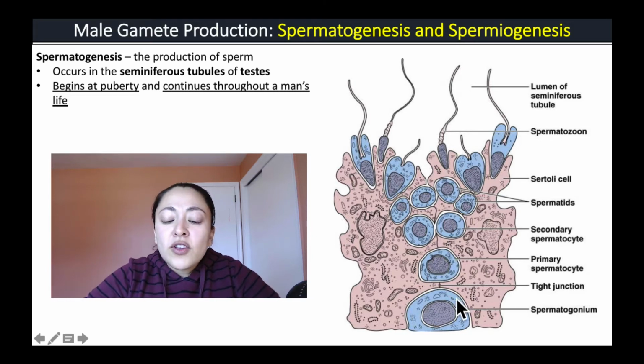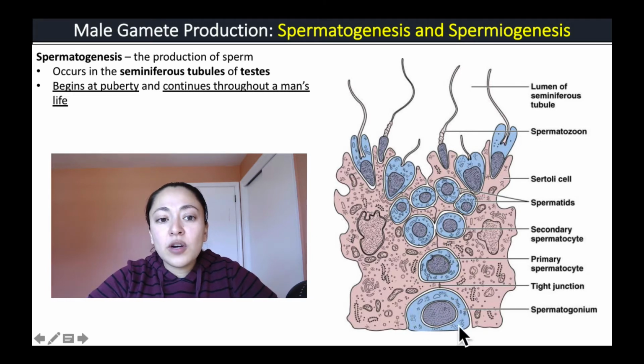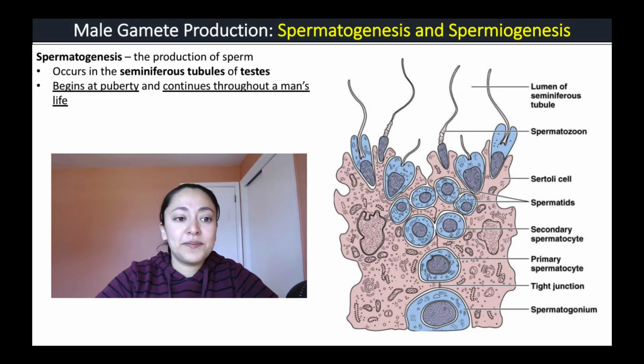Notice on the periphery, we have a germ cell called a spermatogonia, and it's going to undergo cell division to create what's called a primary spermatocyte. This divides to create a secondary spermatocyte, and then the secondary spermatocytes produce spermatids. And then the spermatids will grow a tail, and they're called spermatozoan or sperm at that point.